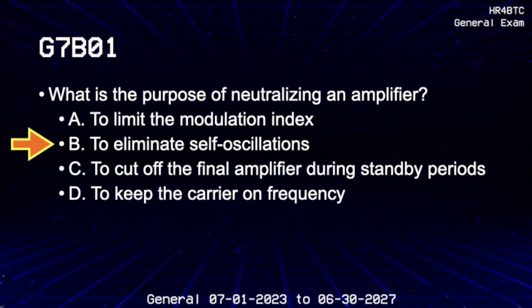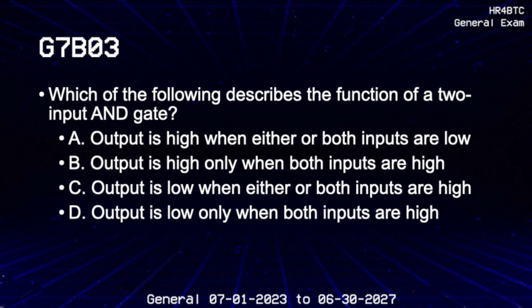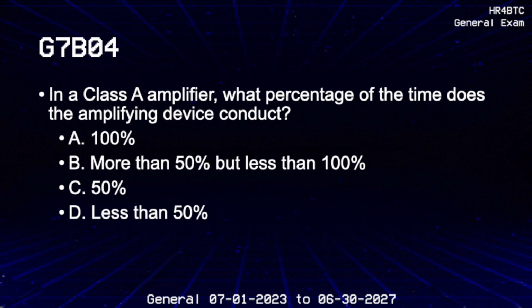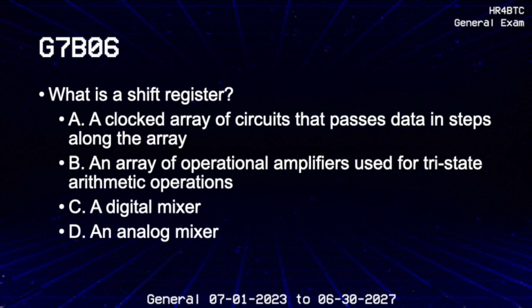To eliminate self-oscillations. Which of these classes of amplifiers has the highest efficiency? Class C. Which of the following describes the function of a 2-input AND gate? Output is high only when both inputs are high. In a Class A amplifier, what percentage of the time does the amplifying device conduct? 100%. How many states does a 3-bit binary counter have? 8. What is a shift register? A clocked array of circuits that passes data in steps along the array.